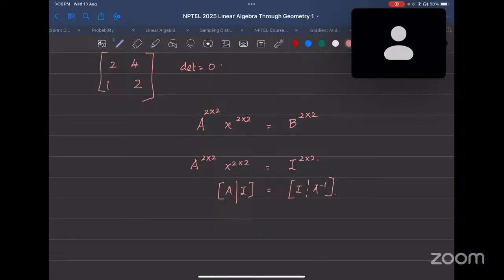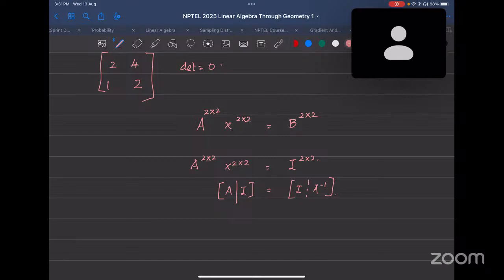Then suppose A is [1, 2; 3, 4]. Which of the following is the 1,1 entry of A inverse? A inverse is basically adjoint of A divided by determinant of A. Adjoint of A is the diagonal elements swapped and the off-diagonal elements' signs changed. So the answer is 4 divided by the determinant, which is -2. So 4 by -2, which is basically -2. That's correct because it is A inverse, so it is going to be 4 divided by -2, which is -2.